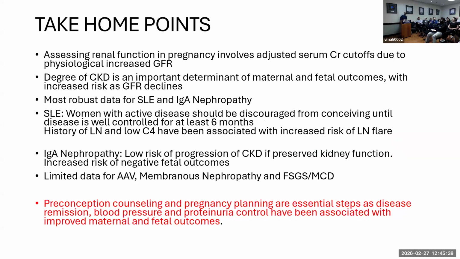So, take-home points. Assessing renal function in pregnancy involves adjusted serum creatinine cutoffs due to the physiological increase in GFR. The degree of chronic kidney disease is an important determinant of maternal and fetal outcomes, with increased risk as your GFR declines. We have the most robust data for SLE and IgA nephropathy. In SLE, a woman with active disease should be discouraged from conceiving until that disease is controlled for more than 6 months.